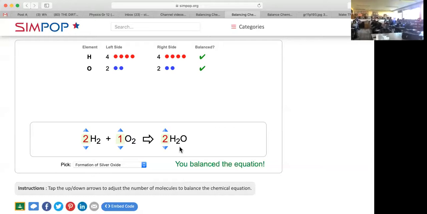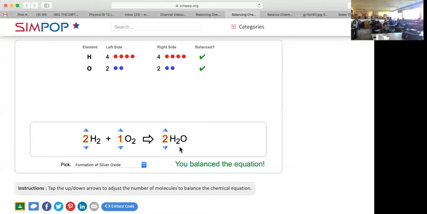Now look, 2 hydrogens, balanced. 2 oxygens, 1 oxygen, put a 2 there. Oxygens are now balanced. But look, 4 hydrogens, 2 hydrogens, put a 2 in front there. That's step 1. Step 2, let's find the formula mass for 2 hydrogen molecules.